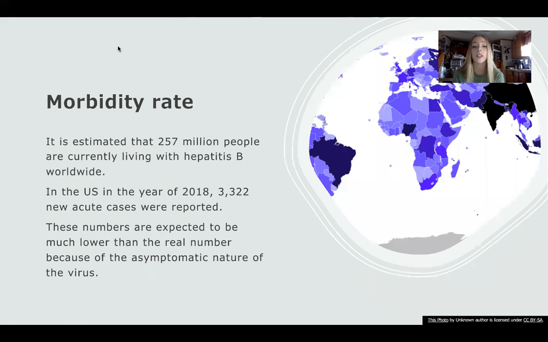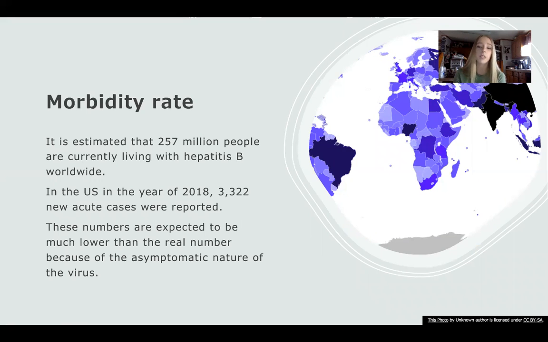So your morbidity rate, it is estimated that currently 257 million people are living with hepatitis B worldwide. In the US in the year of 2018, 3,322 new acute cases were reported, and these are the acute cases. They aren't the chronic cases of hepatitis B.